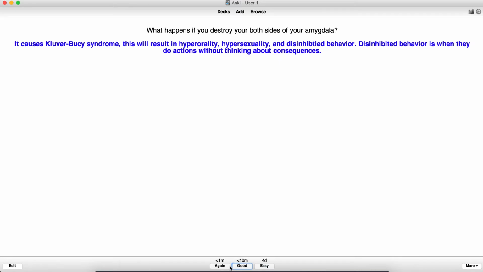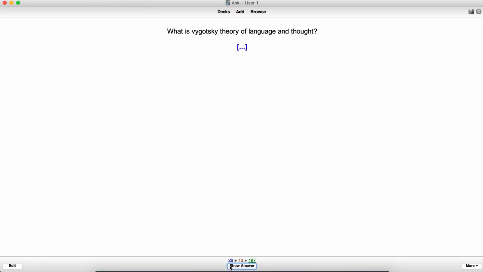What happens if you destroy both sides of your amygdala? I have no idea. It causes Kluver-Bucy syndrome. This will result in hyperorality, hypersexuality, and disinhibited behavior without thinking of consequences. Remember, the amygdala is the aggression center. If you disrupt it, you cause Kluver-Bucy syndrome: hyperorality, things with the mouth, hypersexuality, and disinhibited behavior.